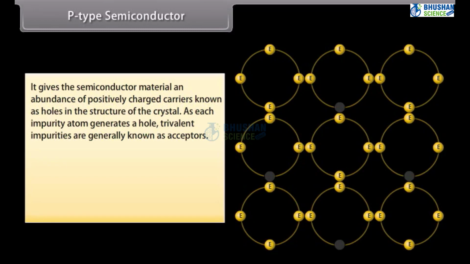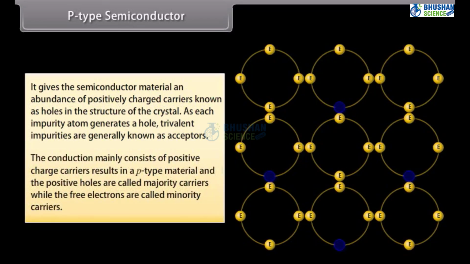As each impurity atom generates a hole, trivalent impurities are generally known as acceptors. The conduction mainly consists of positive charge carriers, which results in a P-type material, and the positive holes are called majority carriers while the free electrons are called minority carriers.